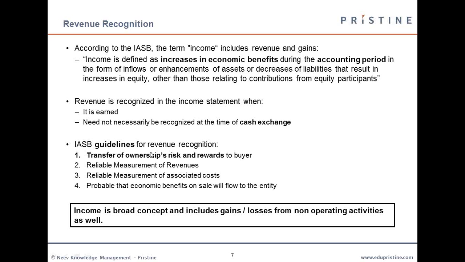And then there are some conditions which have to be satisfied, which is you have to be able to reliably measure revenues and the costs associated with it. And then the last important thing is you should be reasonably certain that the economic benefits will flow to you. That is, the revenue that you are expecting, you should be reasonably certain that they will come to you.